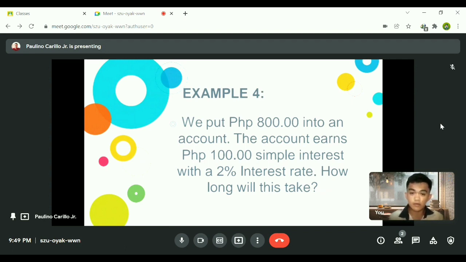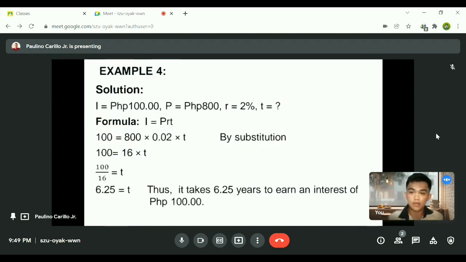Find what is being asked, and what is being asked here is how long will this take. So we talk about years, we talk about time, and identify the given information in this problem. So here, this is the solution of example number 4.